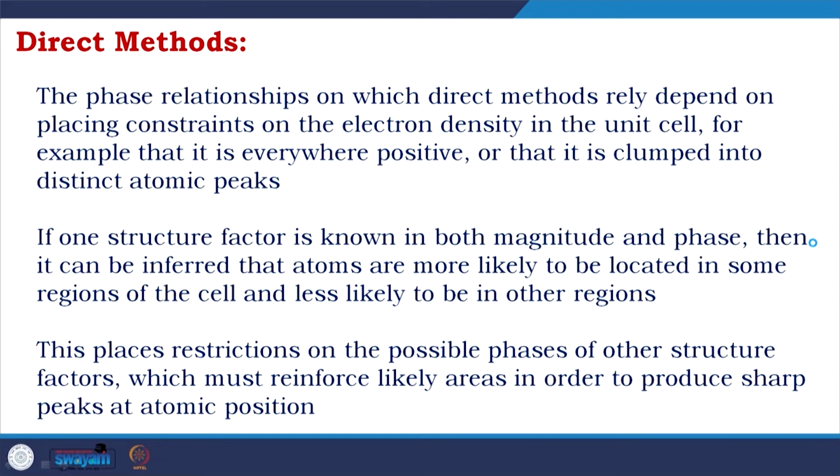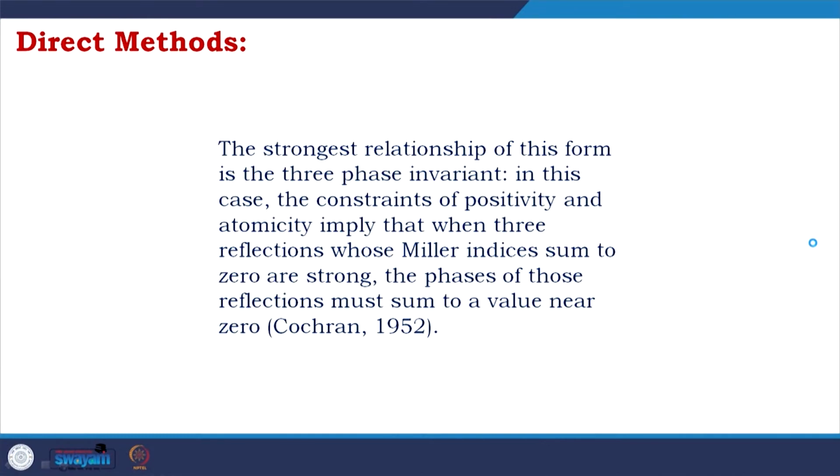So in one way it is simpler, and if you imagine NaCl as we are talking about, there would be more redundancy, so peak intensity would be more. The strongest relationship of this form is the three phase invariant. In this case, the constraints of positivity and atomicity imply that when three reflections whose Miller indices sum to 0 are strong, the phases of those reflections must sum to a value near 0.